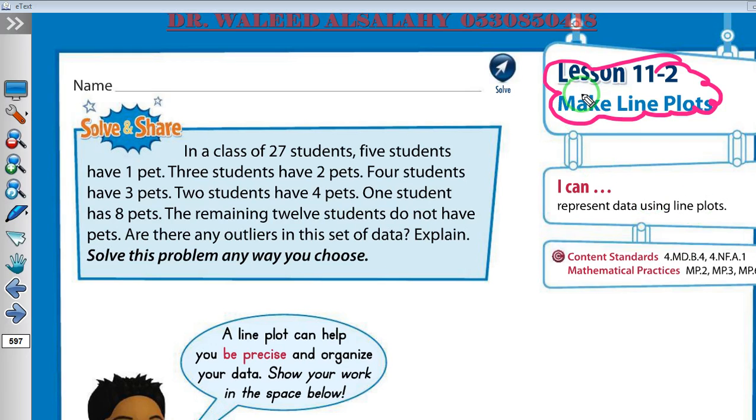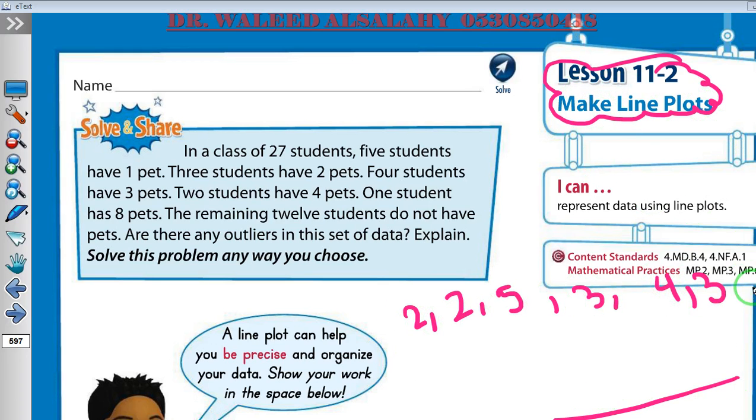Today, inshallah, we will learn how to make a line plot. Lesson 11.2. When we have some frequent numbers, or some numbers that are repeated, like 2, 5, 3, 4, 3, how do we make a line plot?